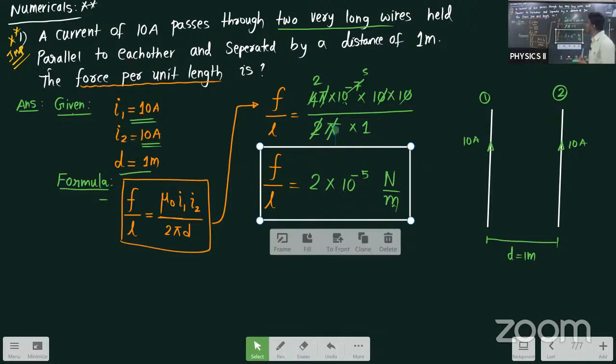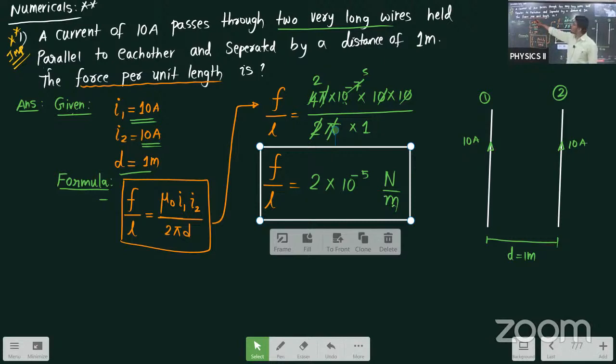I hope you understood this problem. What is he saying? There is a current of 10 amperes passing through two very long wires held parallel to each other. How much current is flowing? 10 amperes. And they are separated by how much distance? 1 meter.